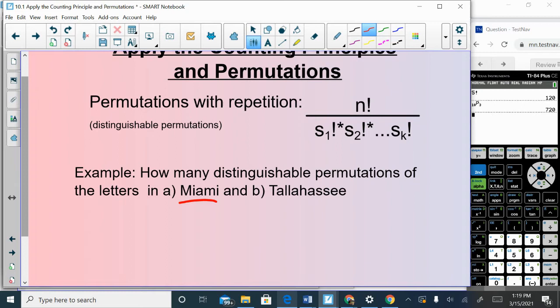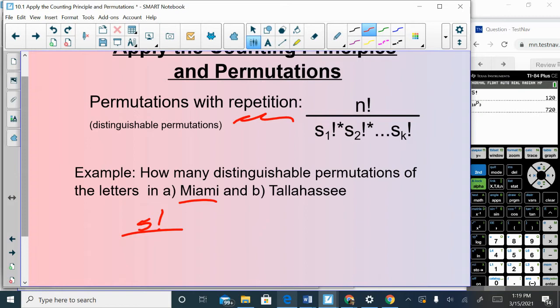There are some objects, like the letter I here, that's repeated. And if that's the case, let's say that I want to know how many ways I could write the word Miami. N factorial is the numerator, and that's the total number of letters in the word. So there's 5 letters in the word Miami, so that would be 5 factorial, divided by S1 factorial times S2 factorial. What that's stating is, for every repeated letter, the number of times it's repeated, factorial.